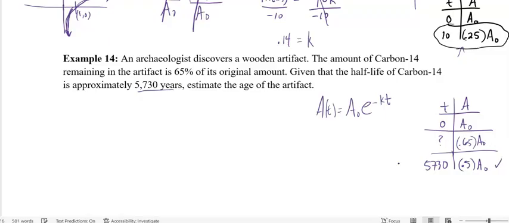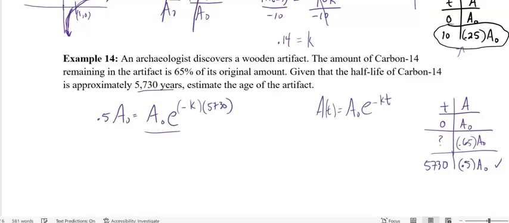So this should allow us to find k. Let's see if we can do it. So half of the initial amount when t is 5730. So that is e to the negative k, which I'm trying to find, times this big number 5730. Okay, so does that make sense? Pretty similar to the last one. This one's just a little weird because this number is so big. But that's how carbon-14 dating works, or that's the half-life of carbon-14, which is a lot of years.